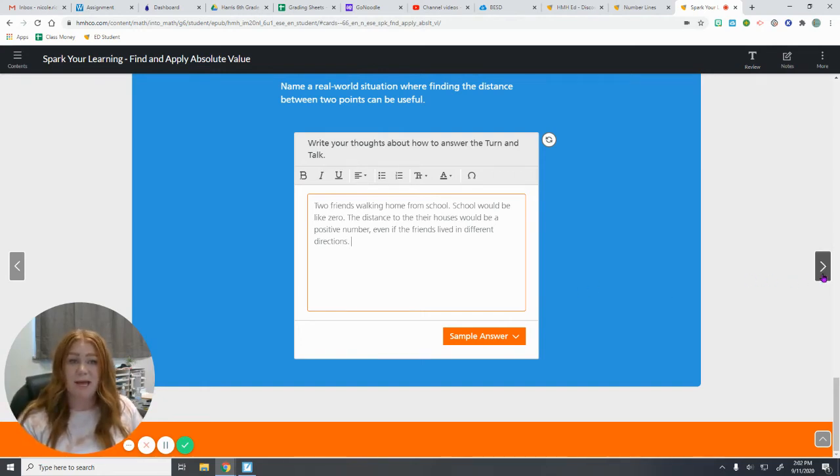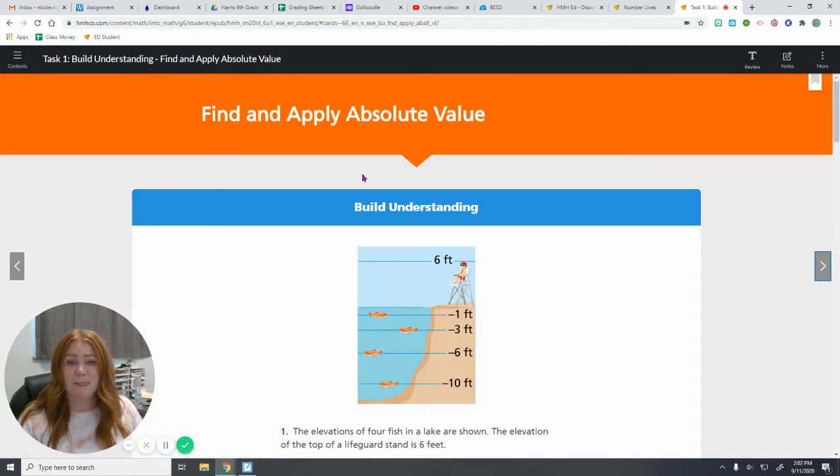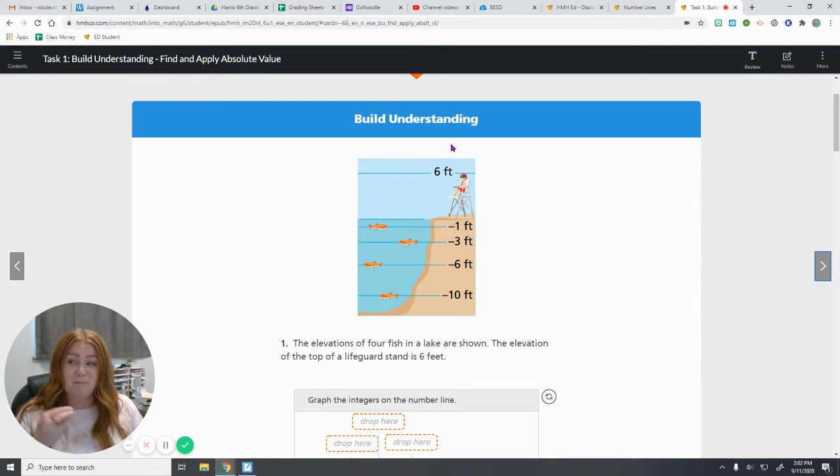So hop on Ed with me and toggle over to your next page, task 1. So we are going to work on applying this absolute value. This is what we've been talking about. We just haven't quite given it a mathematical name yet. So we've got this picture here, and it is showing the elevation of 4 fish in a lake. You remember, elevations are telling distance from sea level. The elevation of the top of the lifeguard stand is 6 feet. We can see the 4 different fish. So the top of the water and the top of the sand is sea level 0.